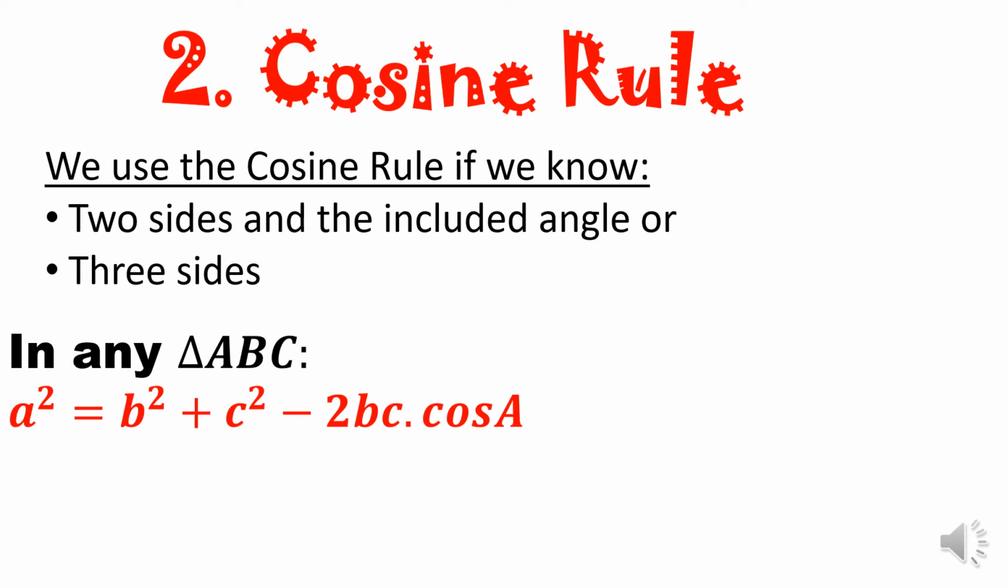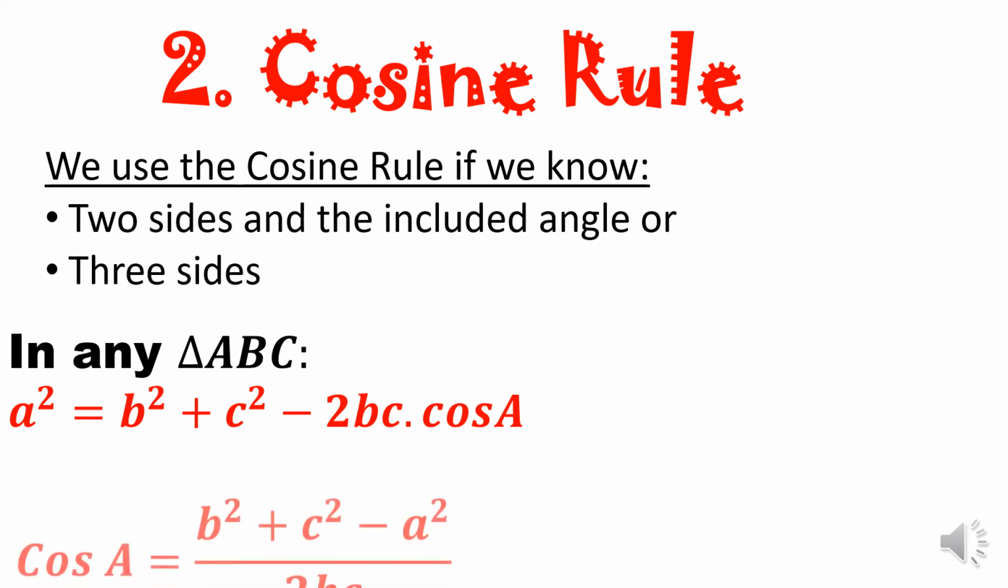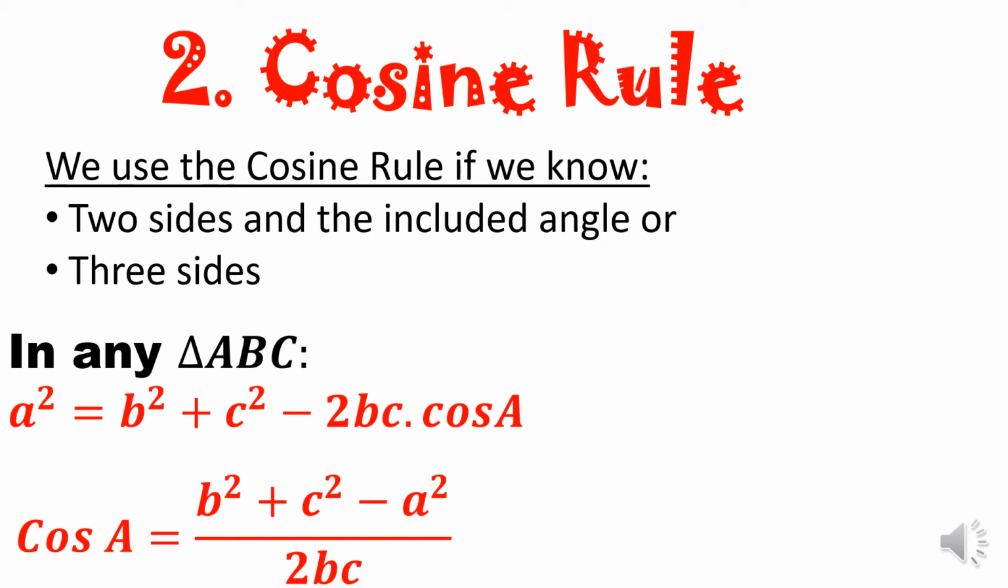What's important to remember here is the small letters, or the lowercase letters, represent the sides, whereas the uppercase letters represent the angles. So if we have a squared in front, which represents a side, we will then use the cos of A, which represents the angle, on the right hand side. If we are trying to work out an angle, we use the following formula. Cos of A is equal to b squared plus c squared minus a squared over 2bc.